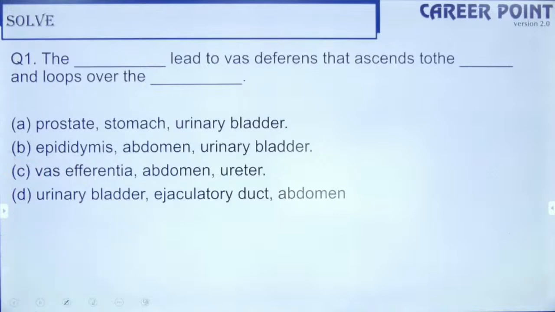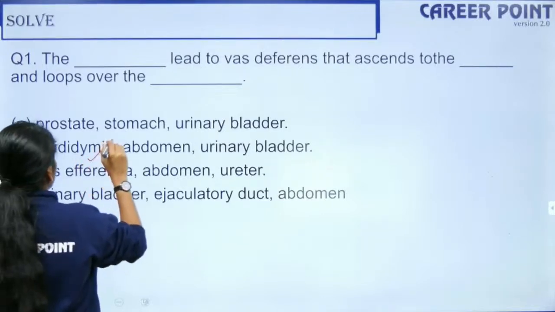So try answering. The dash leads to vas deferens that ascends to the dash and loops over the dash. Yes, any guess what will be the answer here? The dash leads to your vas deferens that ascends to the dash and loops over the dash. Yes, Antonia B, that was a very quick reply.